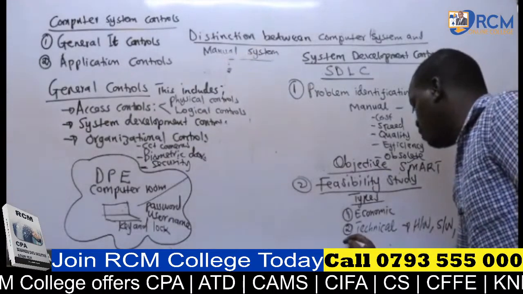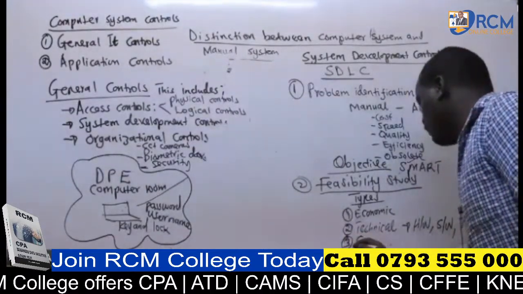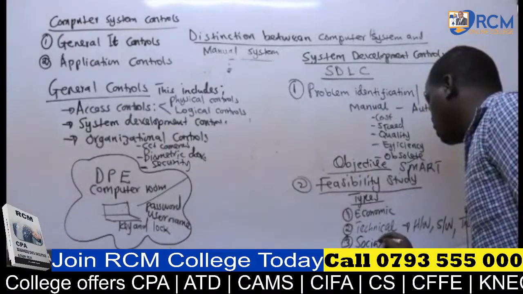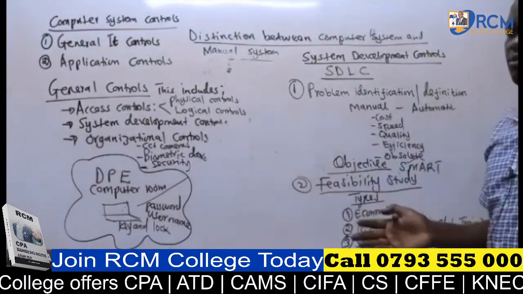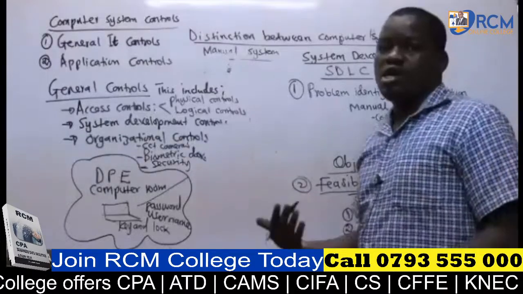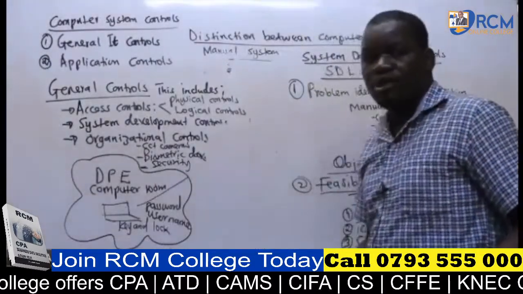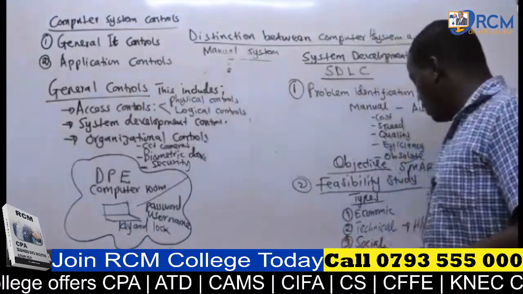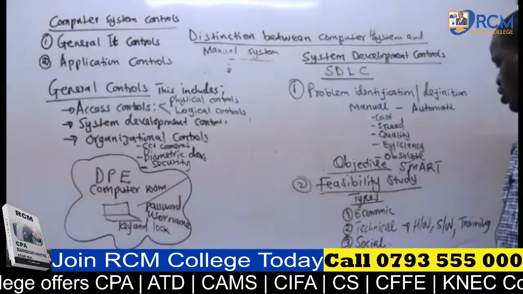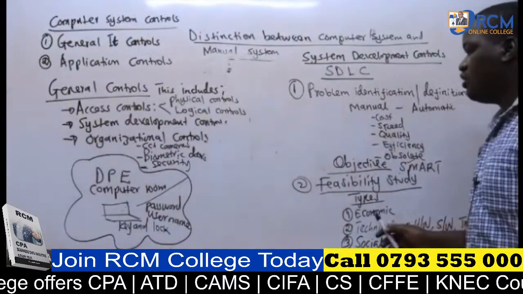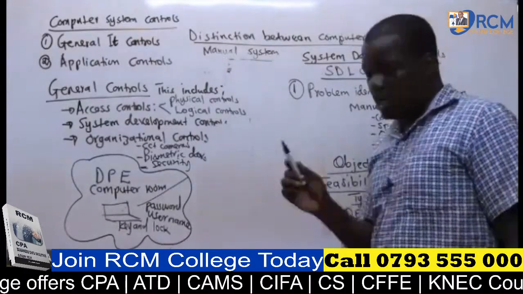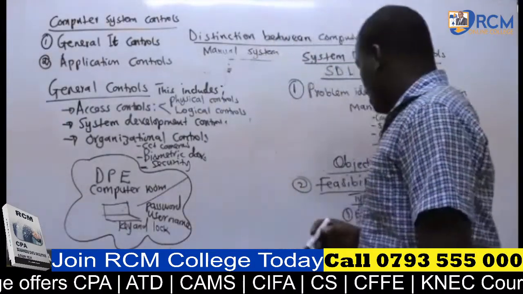Number three, we can do what you call a social feasibility. An information system, or just any system, normally interacts with a certain environment. So we also have to find out, will that system be accommodative in the environment in which it is going to be installed?